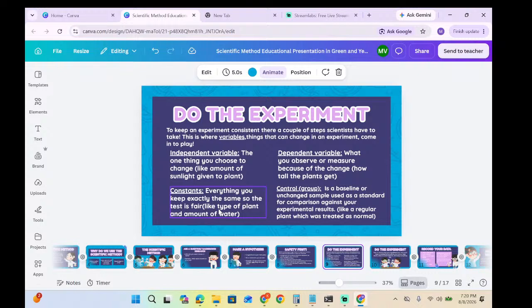I hope that does. And then the control is usually a group or a baseline or unchanged sample used as a standard for comparison against your experimental results, like a regular plant which was treated as normal. So maybe in our experiment to measure the amount of sunlight given to a plant, we can have an experiment where the sunlight is increased, like you spend like a plant.